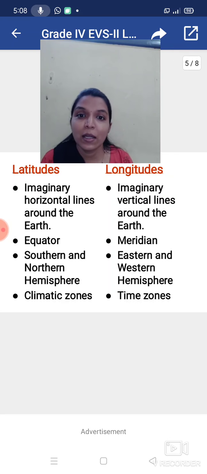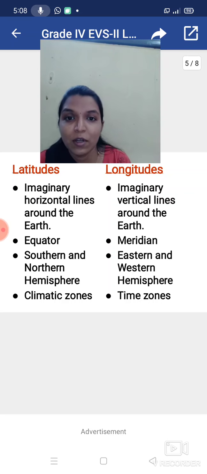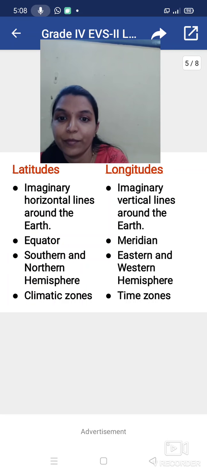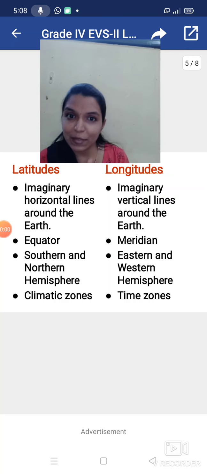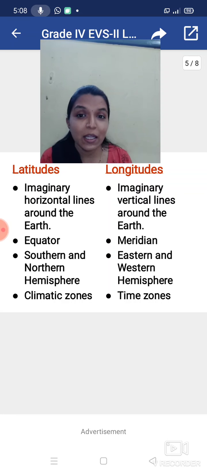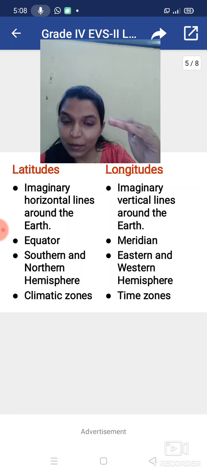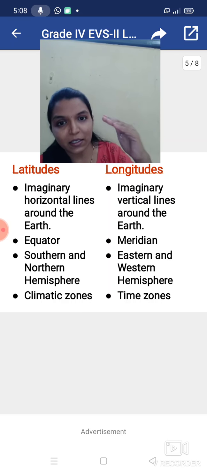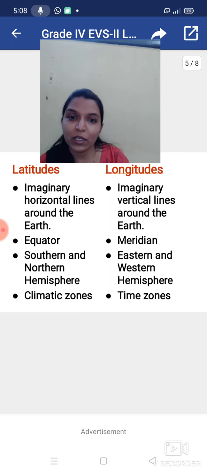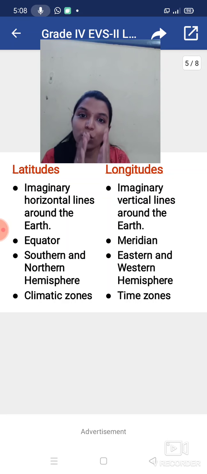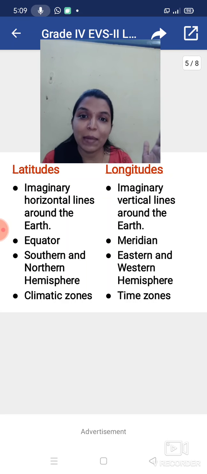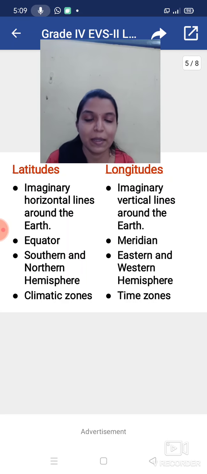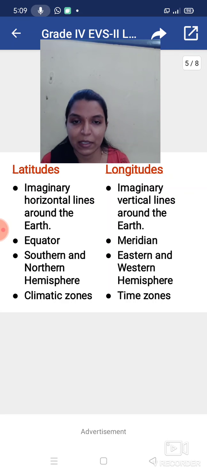So now we have two halves. What do we have to say now? Dividing into two halves means it is a hemisphere. In latitude we say it is the Northern Hemisphere and the Southern Hemisphere. Now in longitude it is divided into two halves vertically, so this right part is the Eastern Hemisphere and this is the Western Hemisphere.